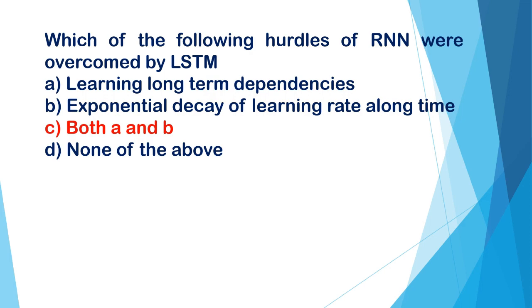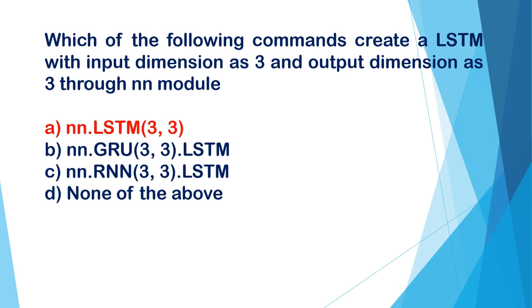Both A and B. Which of the following commands creates an LSTM with input dimension as 3 and output dimension as 3 through the nn module? A. nn.LSTM(3, 3), B. nn.GRU(3, 3), C. nn.RNN(3, 3), D. None of the above. And the correct option is A, nn.LSTM(3, 3).